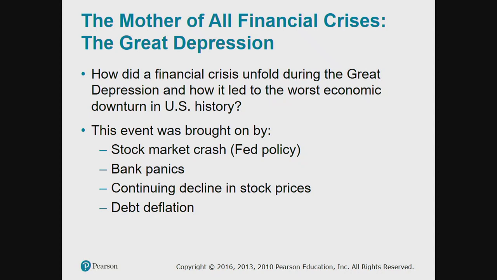So the textbook asks the question, how did the financial crisis unfold during the Great Depression, and how did it lead to the worst economic downturn in U.S. history? There were several causes of the Great Depression. Obviously, when something goes this wrong, there's not just one thing going on. It's going to be a combination of a lot of bad things.